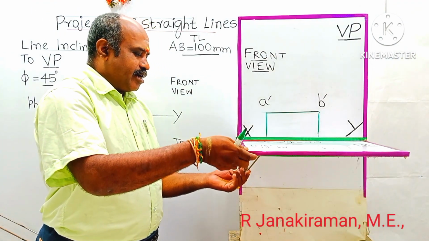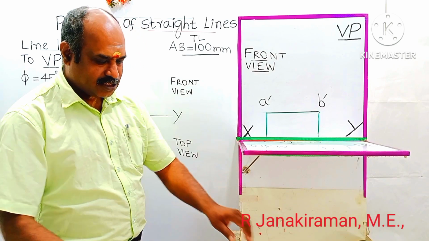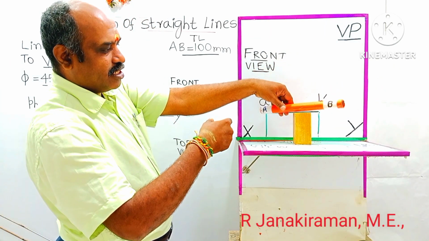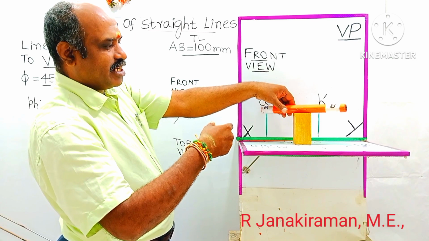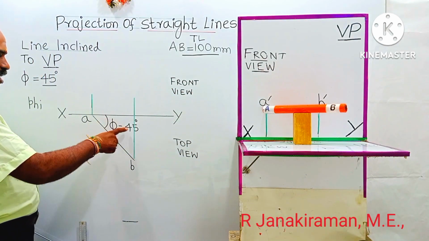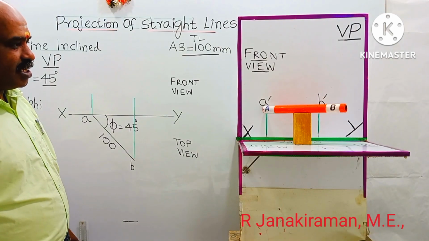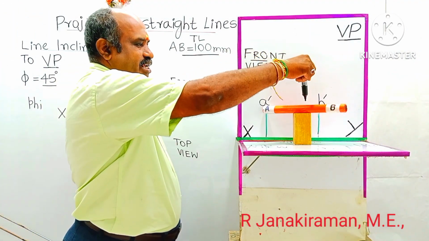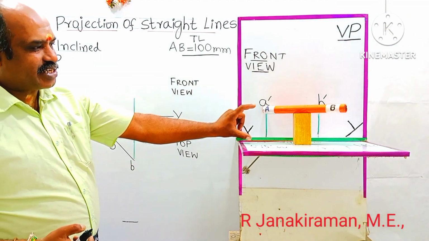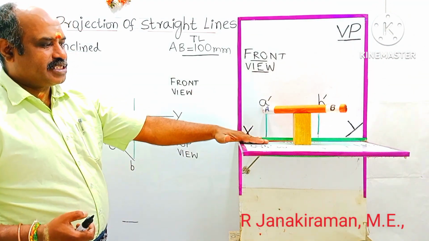So earlier the object was placed like this, line inclined to VP. This angle of inclination shall be seen in the top view. That is, this is the angle 45 degree. Understand? And this gap is 45 degree. Already we drew the top view. And this is the location of a straight line above HP. This distance is called above HP.